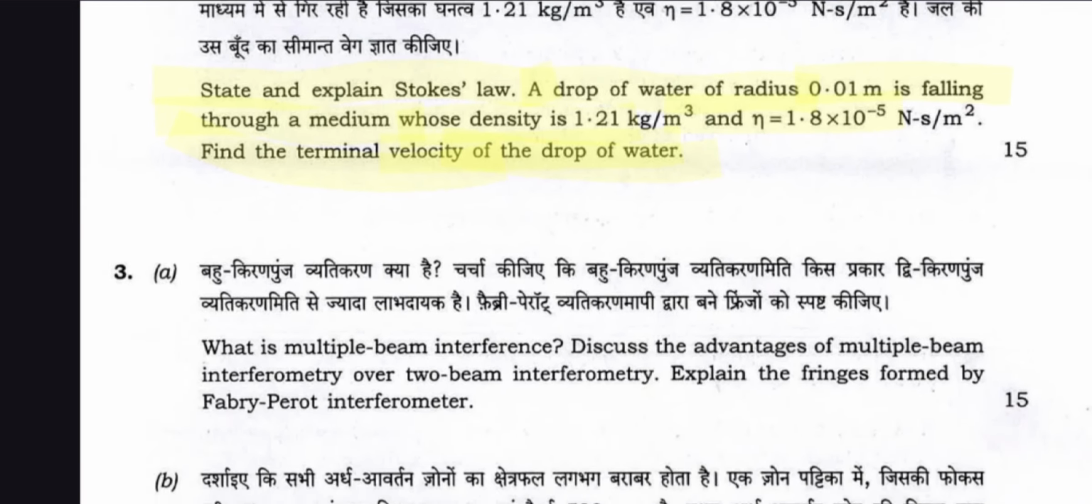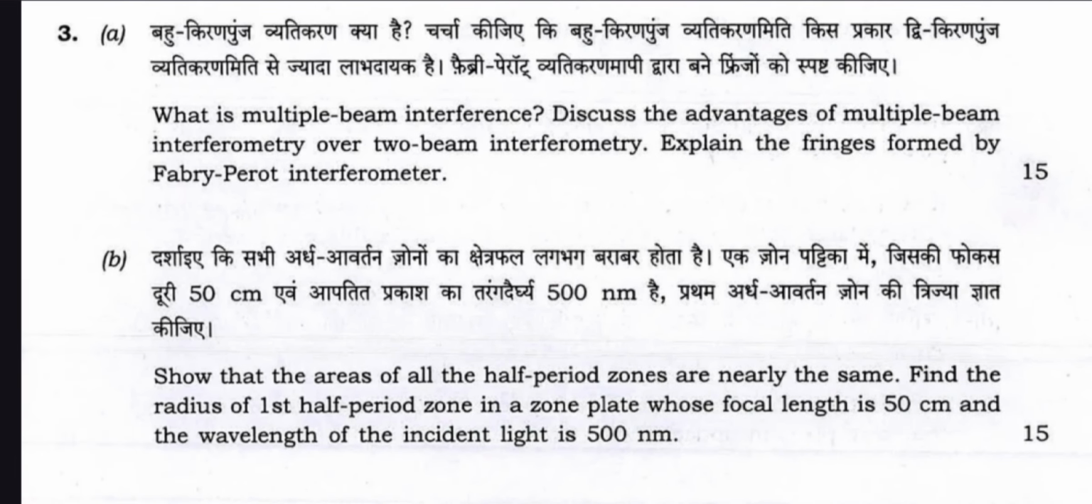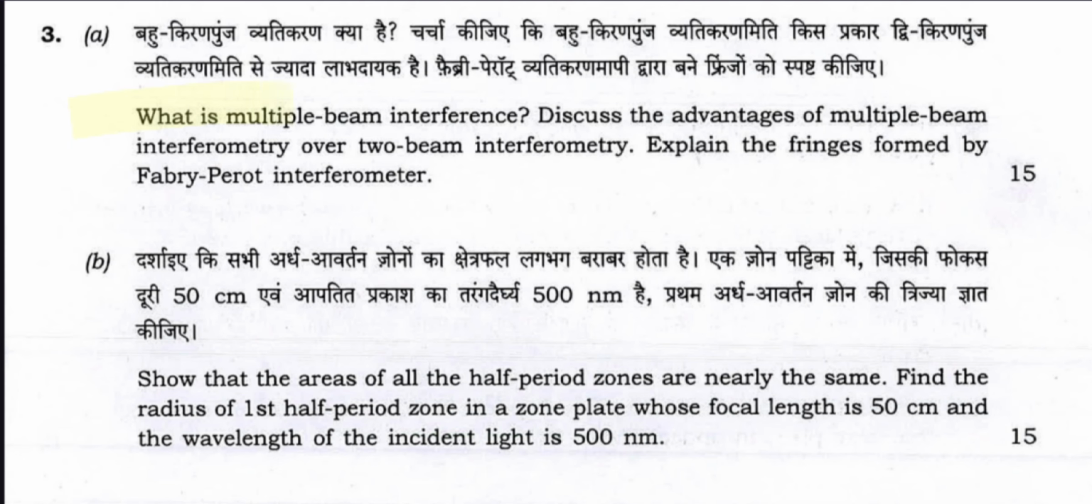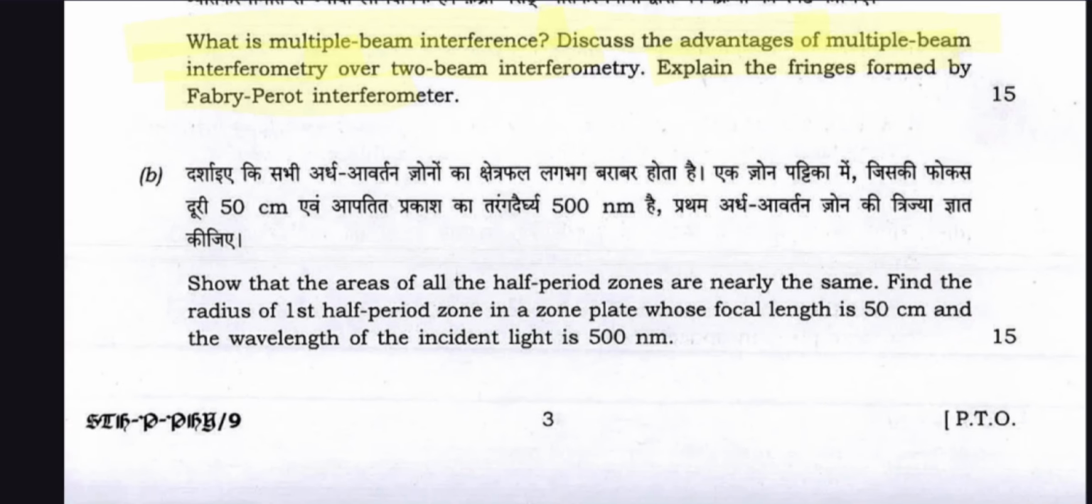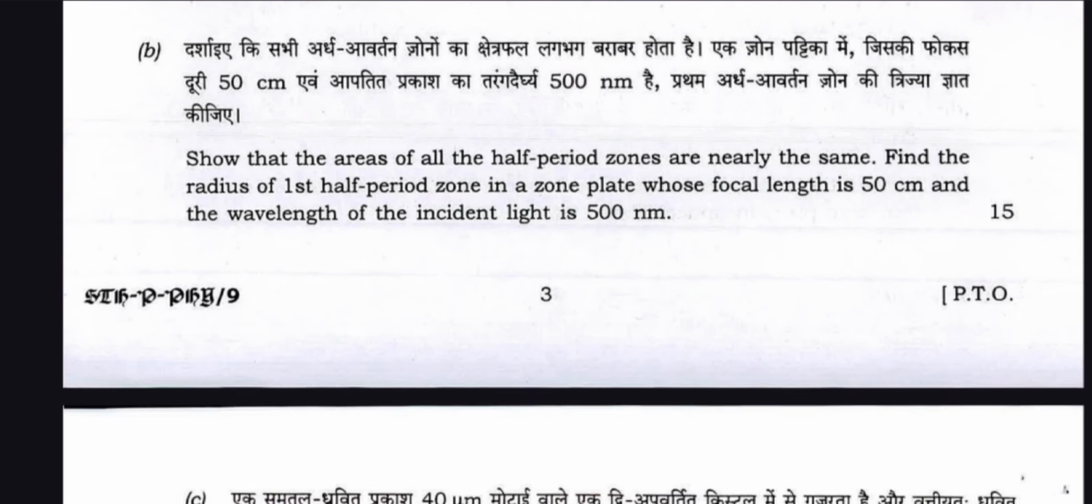And question number 3 is here, you see. What is multiple beam interference? Discuss the advantages of multiple beam interferometry over two beam interferometry. Explain the principle of Fabry-Perot interferometer. So Michelson-Morley interferometer, Fabry-Perot interferometer. So question number B is here.